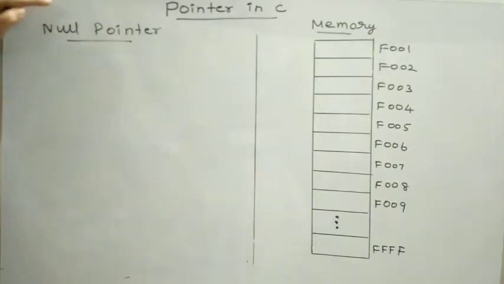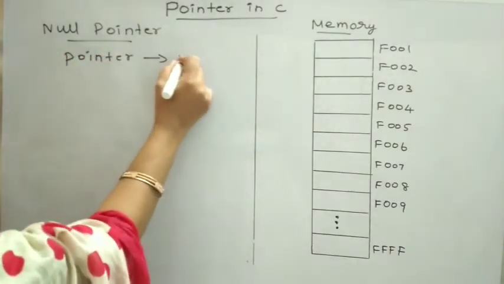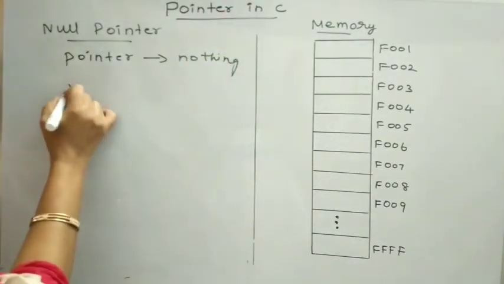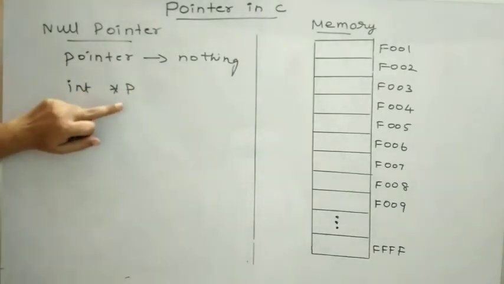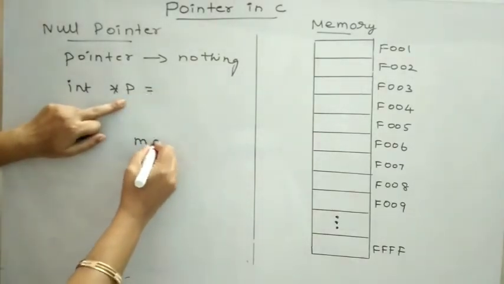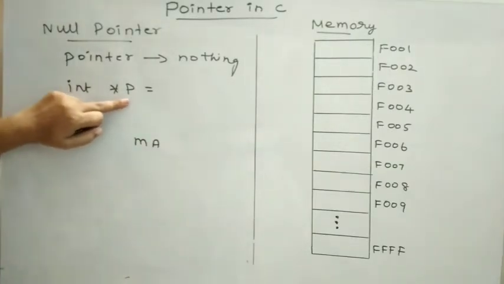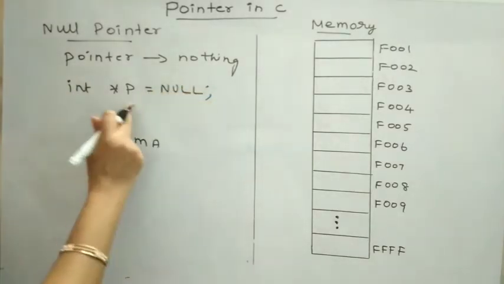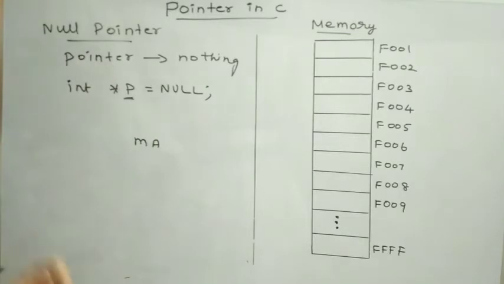Null pointer is nothing but a pointer which points to nothing. When I declare a pointer variable with this declaration statement, p is a pointer variable. If I want to assign a value to this pointer variable, normally I assign a memory address. In case I don't have any valid memory address to assign to this pointer variable, I may make use of this null. If the pointer variable is holding this null value, then this pointer is a null pointer.